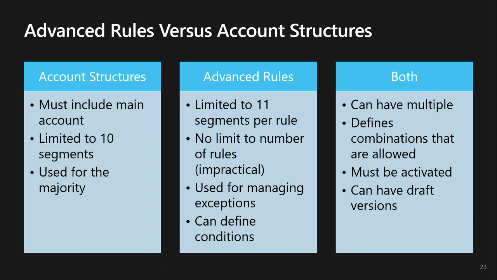We also support having a draft version of both an advanced rule and account structures. When you have a draft mode, like if you've published it and you're going to make some more changes to it, the system will keep using the old version of that account structure and advanced rules until you activate the new version. If you start a draft and decide that you don't want to use those changes, there are buttons to revert that draft and go back to the previous version that is active.